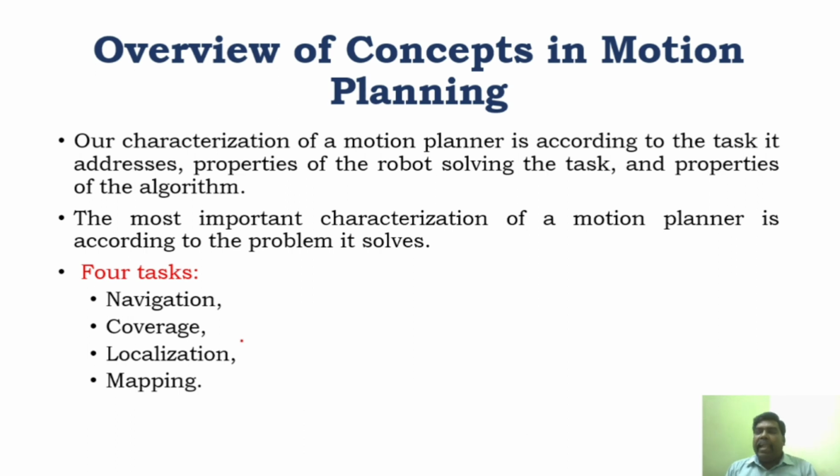Okay, for that the 4 important tasks are navigation, coverage, localization and mapping. This is very important. For any motion planner, these 4 tasks are very important. So what is navigation? It deals with the problem of finding a collision free path for the robot, right? That is called navigation.